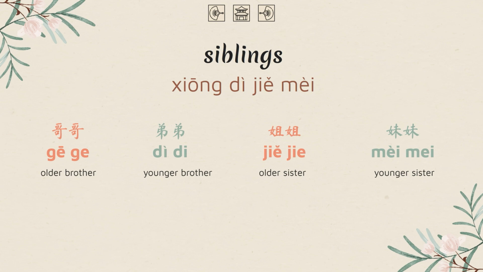For example, if you have an older sister, you could say 我有姐姐. I have an older sister. If you don't have a younger brother, then you could say, 我没有弟弟.